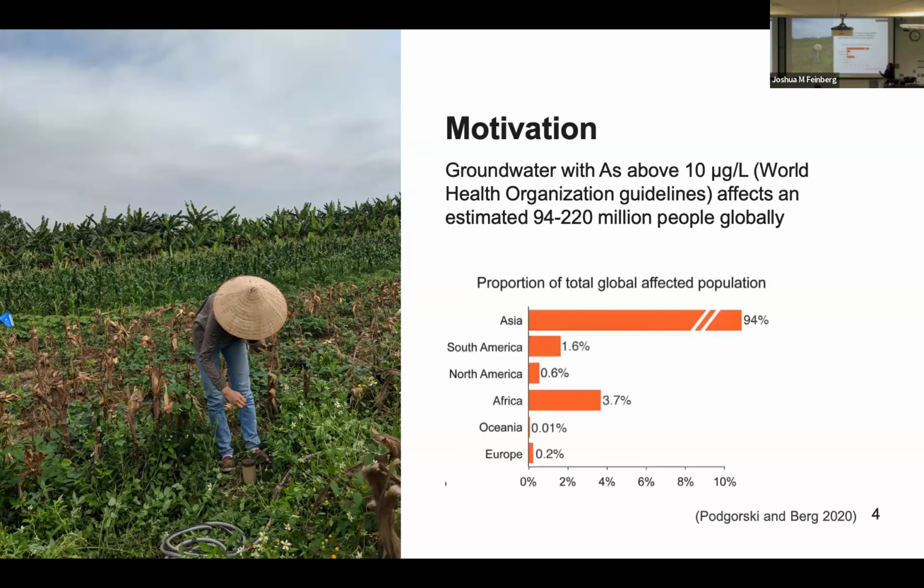And here you can see that groundwater with arsenic above 10 micrograms per liter, which is the World Health Organization guideline, as well as the EPA maximum contaminant level, affects an estimated 94 to 220 million people around the world, with the largest proportion estimated to be in Asia.